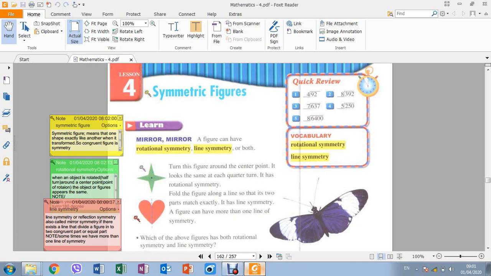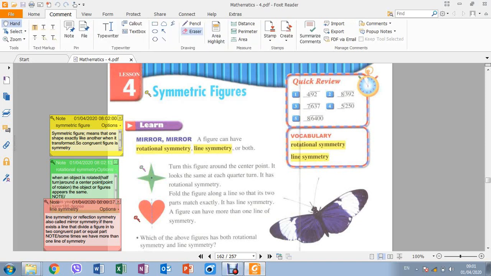We have slide, turn. And now today we're talking about symmetric figures. At first, what does symmetric figure mean? Look at this yellow note. A symmetric figure means that one shape is exactly like another when it transforms. Look at what this tells us: one shape exactly like another when it transforms.